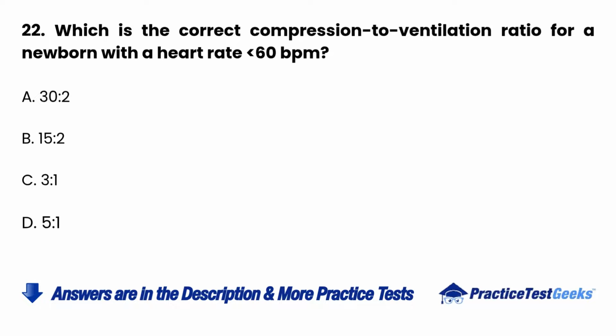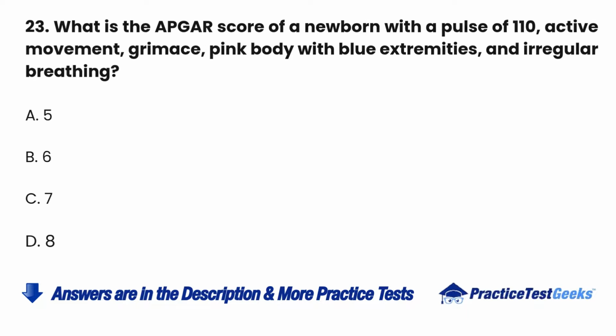22. Which is the correct compression to ventilation ratio for a newborn with a heart rate less than 60 bpm? A. 30:2. B. 15:2. C. 3:1. D. 5:1.